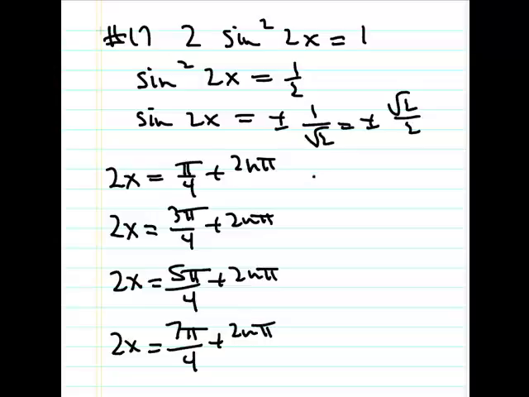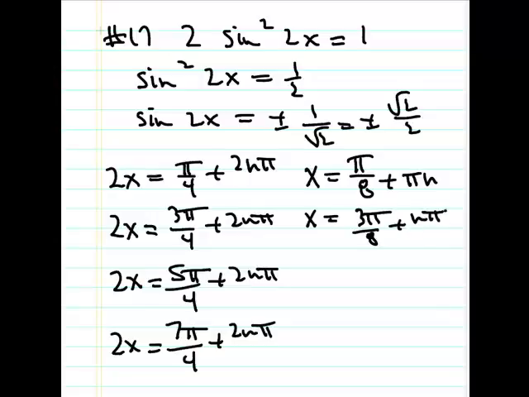So if we solve each of these equations for x, we get x is equal to pi over 8 plus n pi. This x here is equal to 3 pi over 8 plus n times pi. Here we have x is equal to 5 pi over 8 plus n pi. And here we have x is equal to 7 pi over 8 plus n pi.